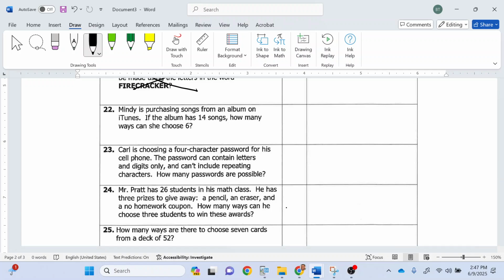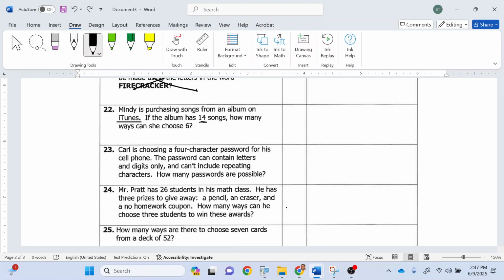Mindy is purchasing songs from an album on iTunes. If she has 14 songs, this is how outdated, man. This is an outdated sheet. People don't buy music anymore. Or maybe you do. You tell me in school later if you actually buy music. Then you will show me you actually listen to my videos too. Tell me one way or the other if you do or don't buy music anymore.